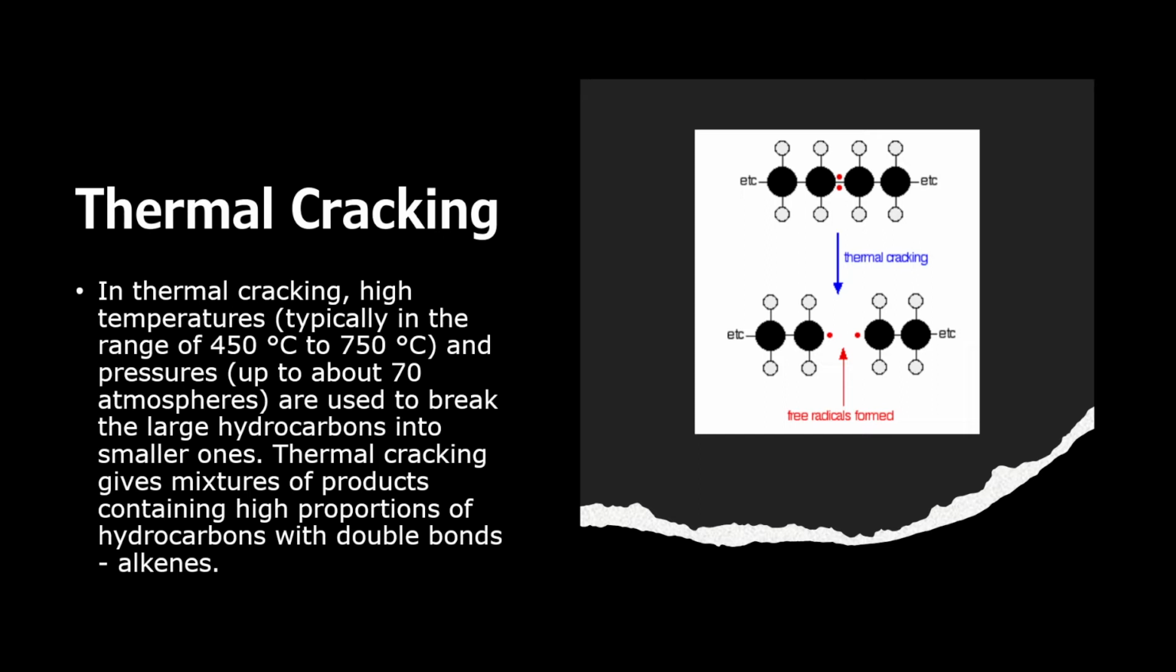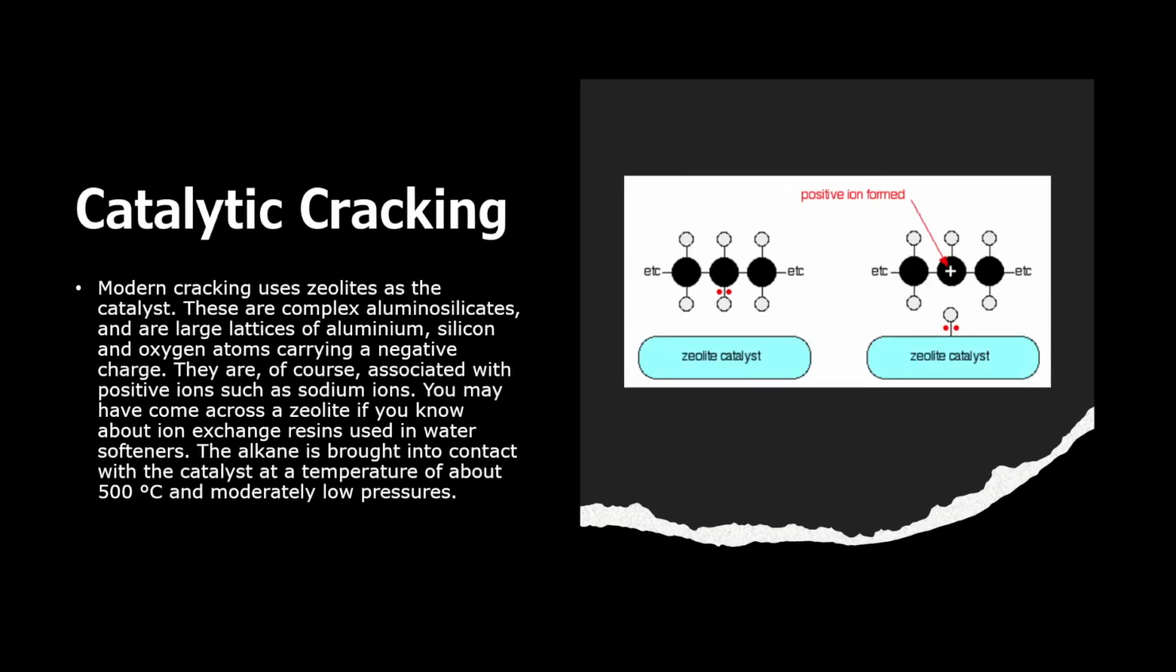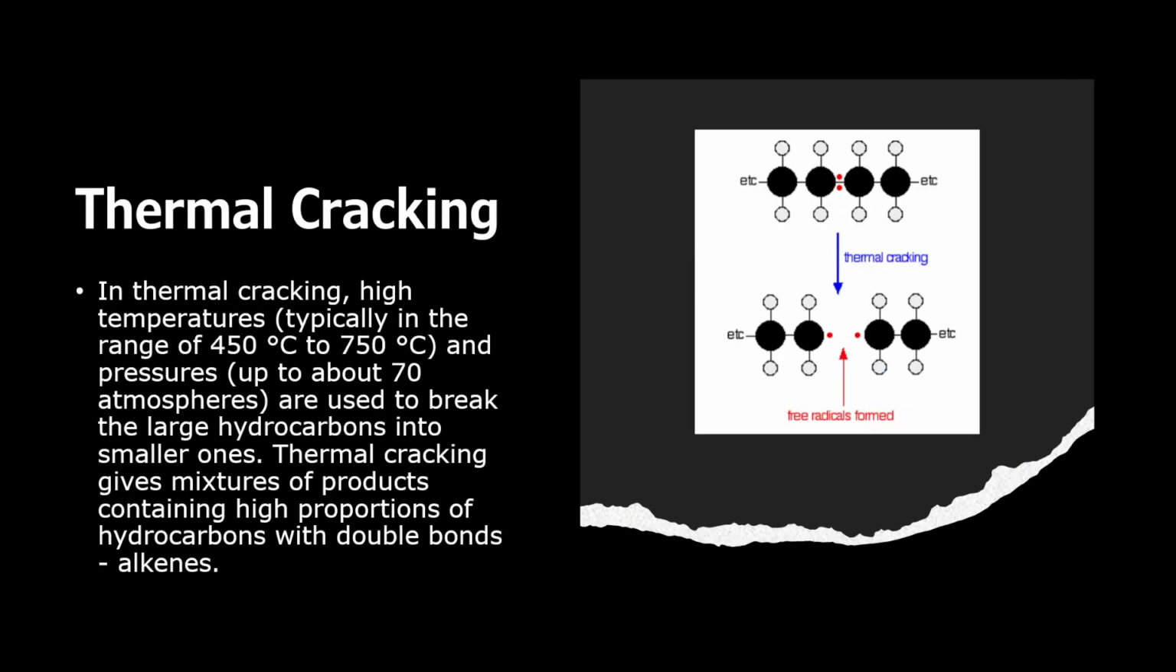Now, as a Chemistry Unit 2 student, we are not only looking at organic chemistry for the sake of organic chemistry, but we're looking at it as industry professionals as well. Thermal cracking requires way more heat and pressure, therefore it is much more expensive to do. That's why modern cracking tends to use catalytic cracking, because it is much cheaper than thermal cracking.